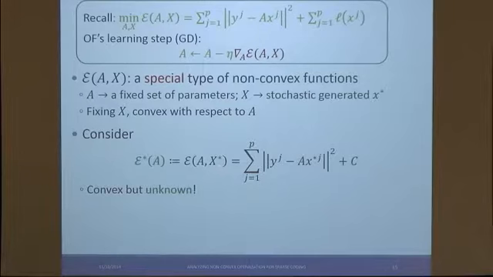The way that we exploit it is that we observe that if you plug in x star into this function, x star is our ground truth, the truth.